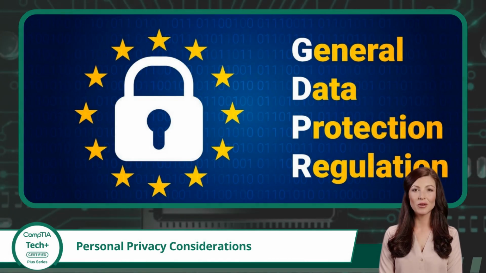Now let's zoom out and talk about international privacy regulations, starting with the General Data Protection Regulation, or GDPR. This is a major privacy law passed by the European Union, and it affects any company, no matter where it's based, that collects or processes data from people in the EU. GDPR requires organizations to get clear consent before collecting personal data, and it gives users the right to access, correct, or delete their information. It also places strict rules around how data is stored and shared. Even if you're working in the US, if your company has EU customers or users, GDPR still applies.